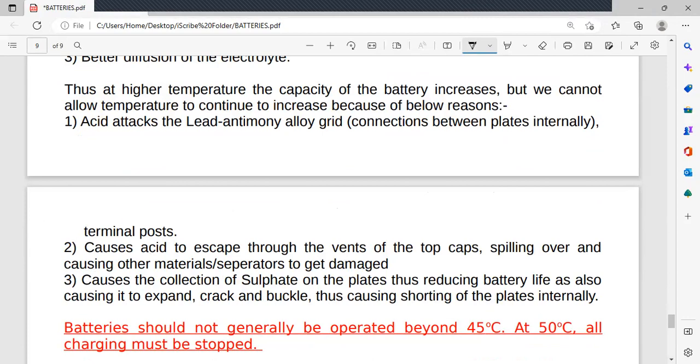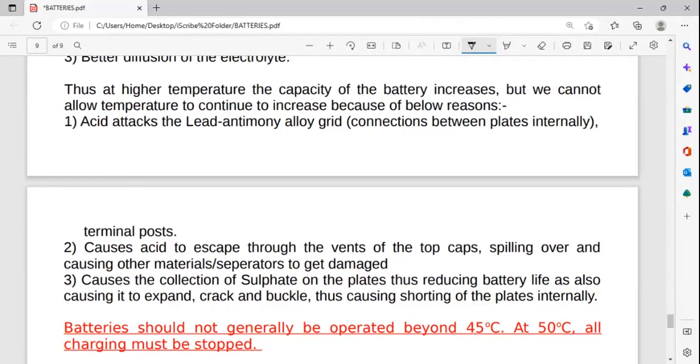Point number two, it causes acid to escape through the vents of the top caps, especially if you have overfilled. You would have seen this whenever you are doing maintenance and trying to see the level of the liquid. If it is a black colored battery, you cannot see the liquid level. If you have those see-through batteries, then obviously the levels are marked, topmost level and bottommost level, beyond which the electrolyte should not ever cross. If it has gone beyond the upper level, that means you've overfilled the battery, and you would have seen a bubbling process taking place.